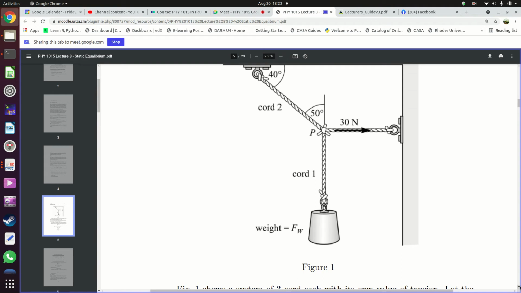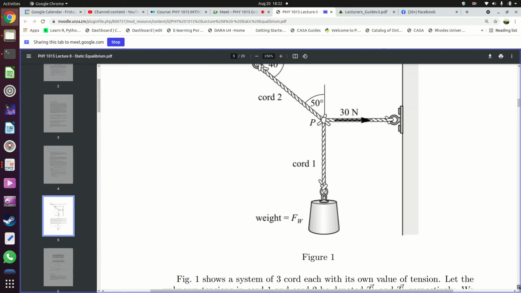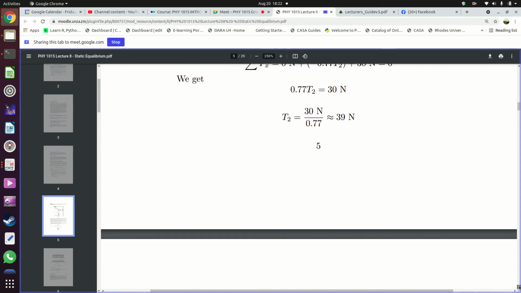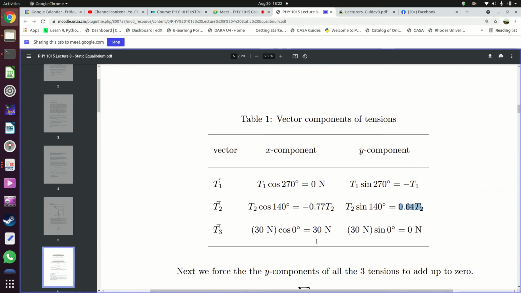So the x component of this T3 depends on the angle which this cord makes with the x-axis, since we have chosen to draw an xy plane over this particular point. The angle is 0 degrees. So we're going to end up with T3, which is 30 newtons cos 0 degrees, and that gives you 30 newtons for the x component. For the y component, you're going to have 30 newtons sine 0 degrees, which gives 0 newtons.